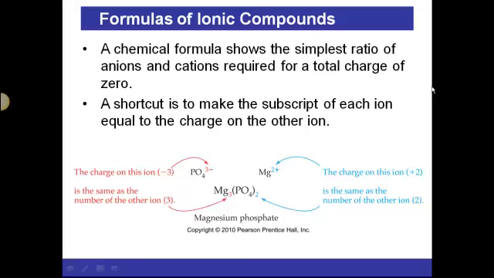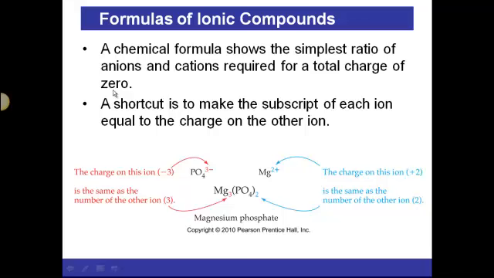So when we start writing our formulas of ionic compounds, we'll have a lot of examples of these, but essentially the chemical formula is going to show the simplest ratio of anions and cations required for the total charge of the molecule to become zero. So this is an important concept. When you make a molecule, the charge of that overall molecule has to be neutral.